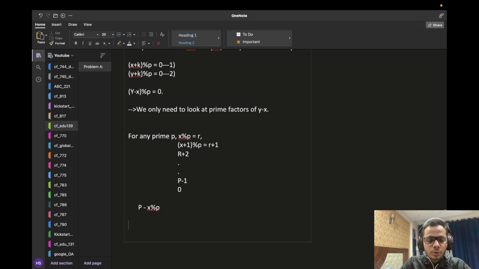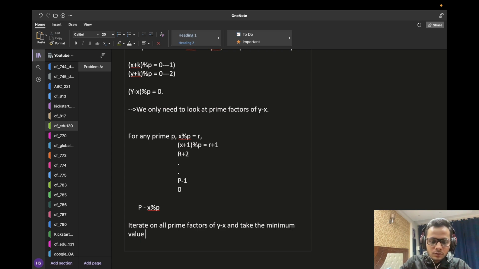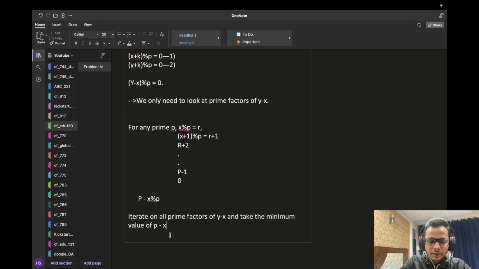So all we need to do is iterate on all prime factors of y minus x and take the minimum value of p minus x modulo p. Why are we taking the minimum value? That's because once we reach this particular value of k, p minus x modulo p, the prime number p will divide both of them and the chain will be broken. So that is why this is going to be our answer.